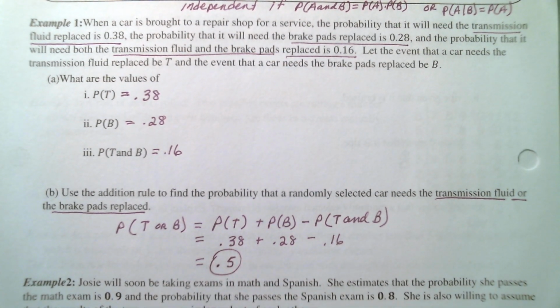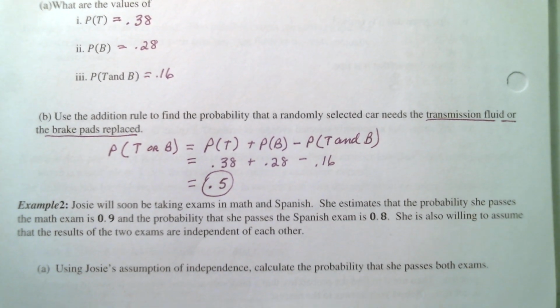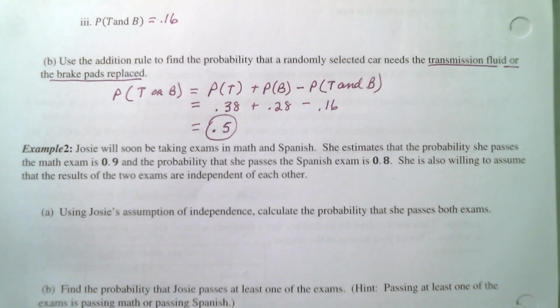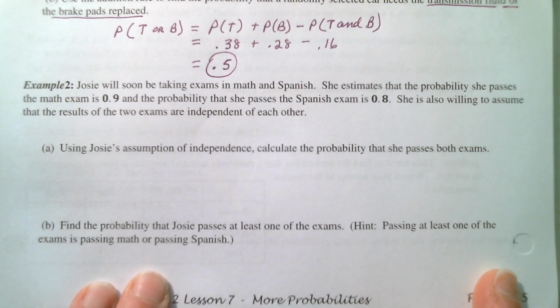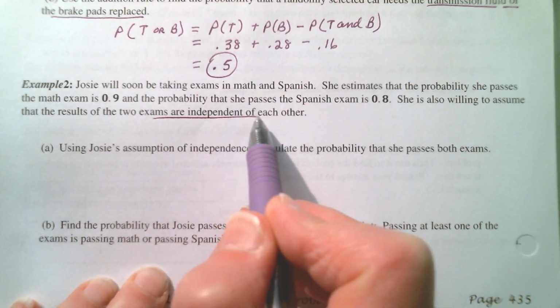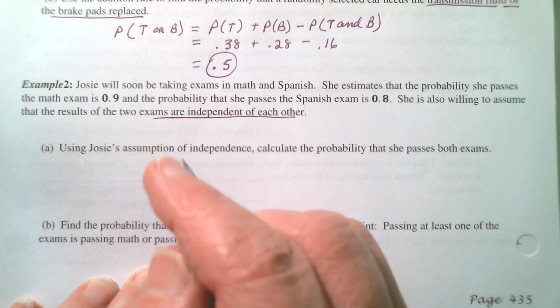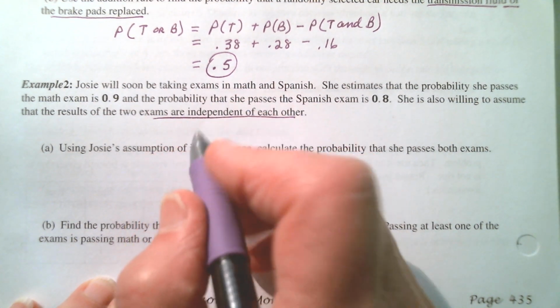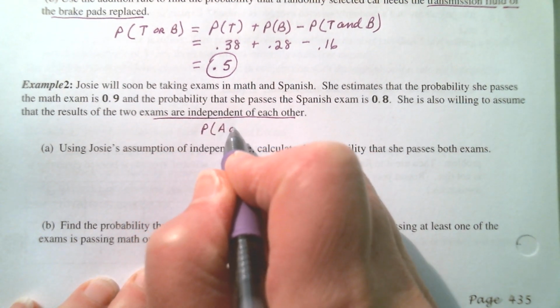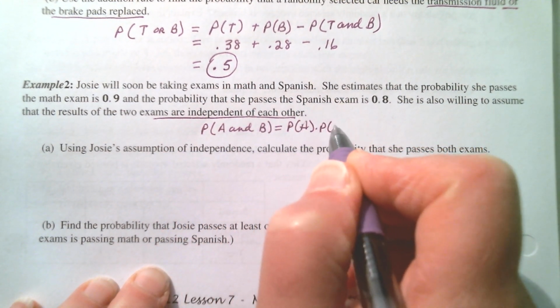Example 2. Josie will soon be taking exams in math and Spanish. She estimates that the probability she passes the math exam is 0.9, and the probability that she passes the Spanish exam is 0.8. She is also willing to assume that the results of the two exams are independent of each other. So if these two exams are independent of each other, then we want to use the multiplication rule for independence above, which is the probability of A and B would equal the probability of A times the probability of B.